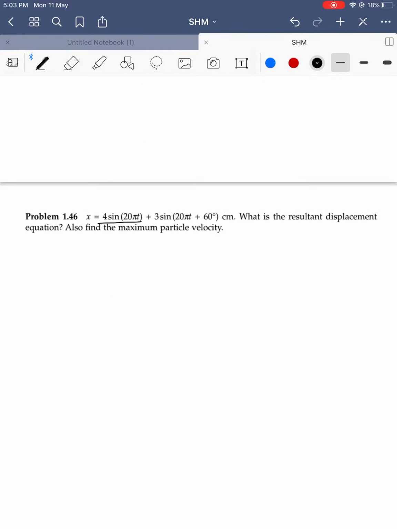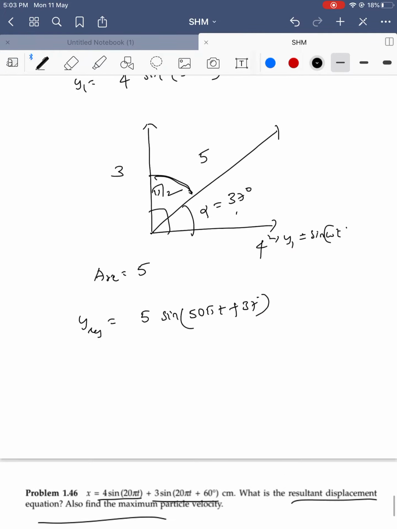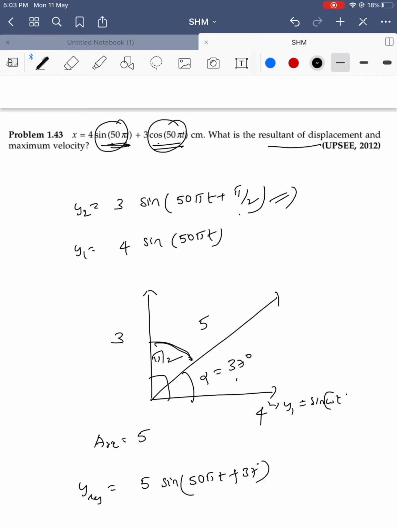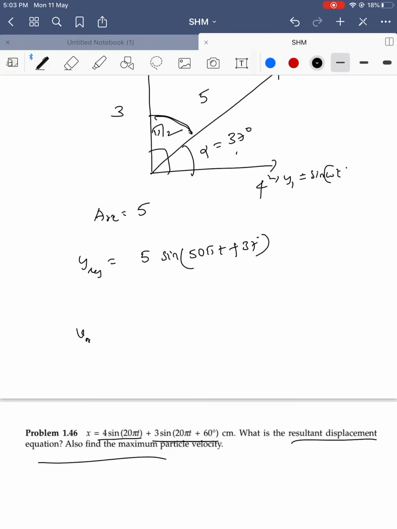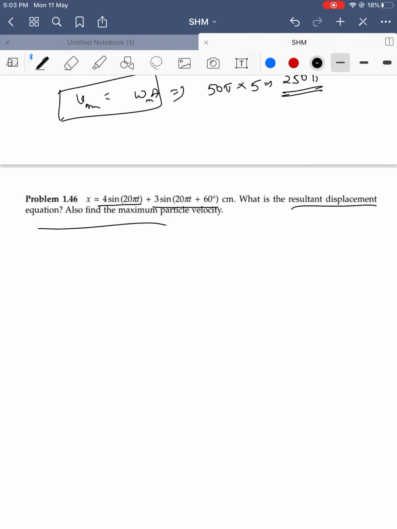We'll see one more question. x is equal to 4 sin 20 pi t and here it is given 3 sin(20 pi t plus 60). What is the resultant displacement equation? He is asking for a displacement equation. Here he also asked for maximum velocity. V max is equal to omega into a. Omega is nothing but 50 pi. a is nothing but 5. So 250 pi is the maximum velocity.